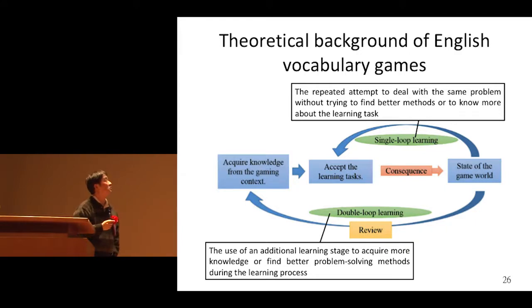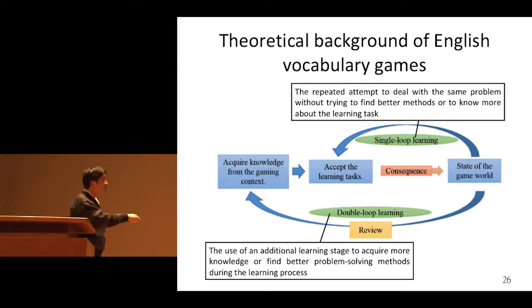So we use a theoretical background we call single loop or double loop learning. What does single loop mean? Single loop means if a student accepts a learning task, they will directly try to answer the question or deal with the task without doing additional effort. Double loop learning means each time the student accepts a learning task and tries to deal with it or answer the question, the next time they will make some reflection and try to acquire more knowledge before they accept the next task.